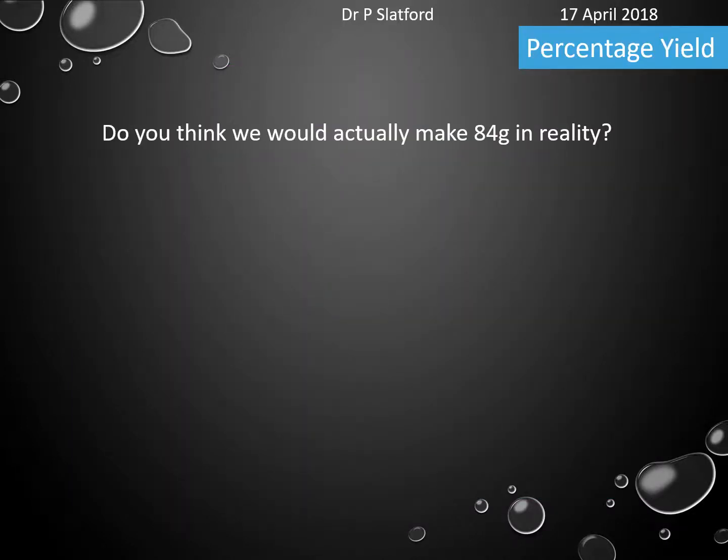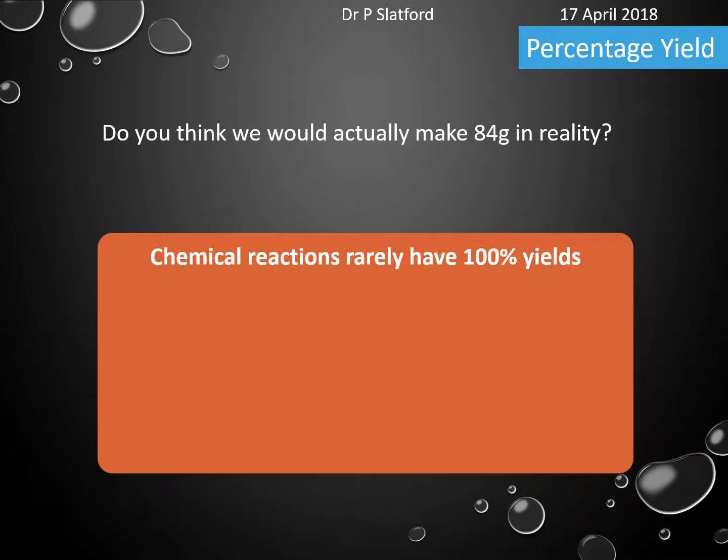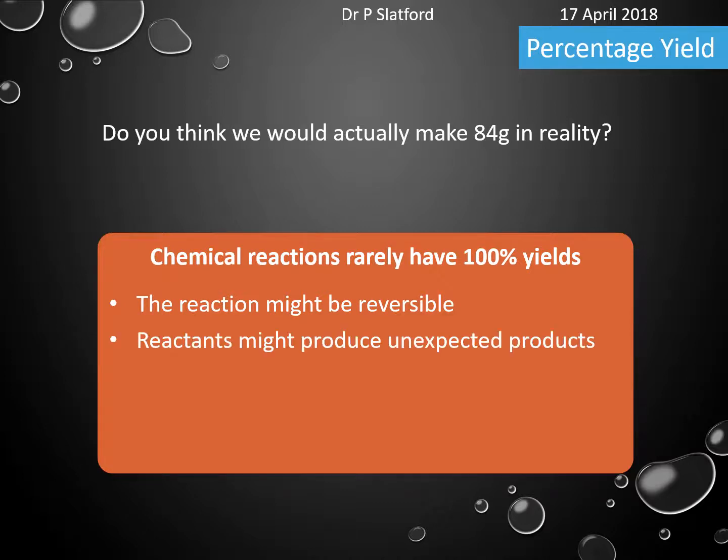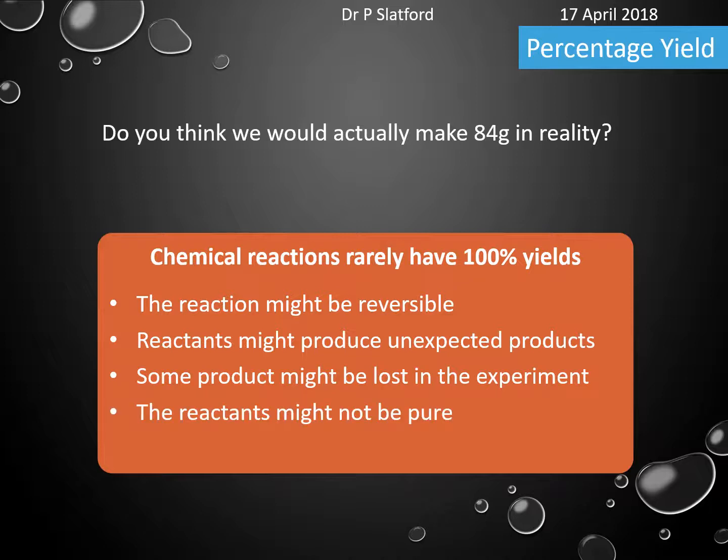Okay, so is it really that likely that I'm actually going to make 84 grams? Probably not. Chemical reactions rarely have 100% yields. The reaction might be reversible. The reactants might produce unexpected byproducts. Some product might be lost in the experiment. You might spill some, you might not be able to scrape it all out of the flask, reactants might not be pure, and the products might be difficult to separate from each other.